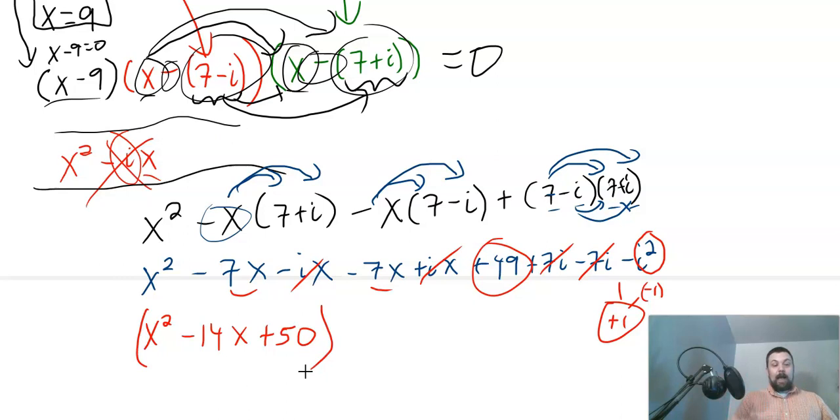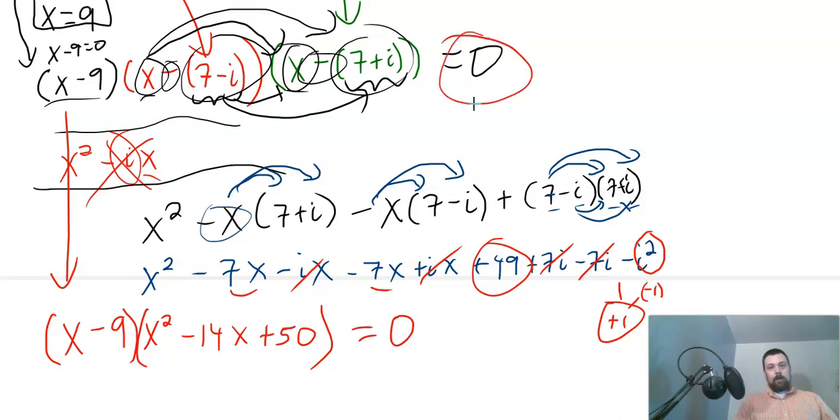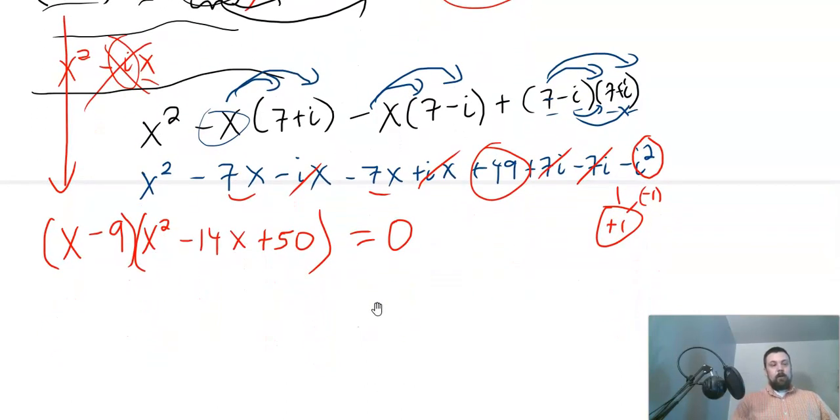Now, we still have the x minus 9 to multiply by. But hopefully it won't be as difficult to do now that the imaginary number is out of the picture. And it's still equal to 0, so don't forget about that part too. All right, so we're going to multiply x.